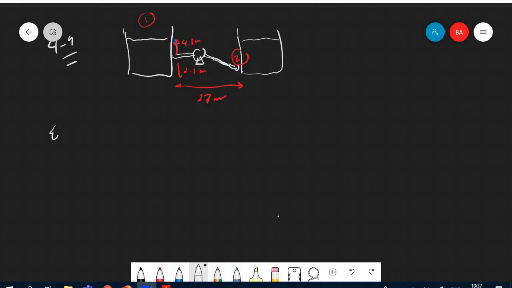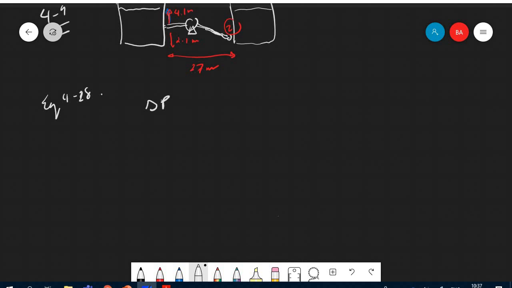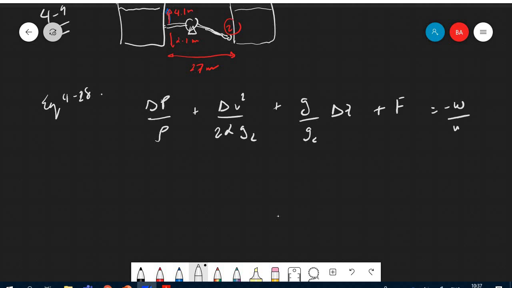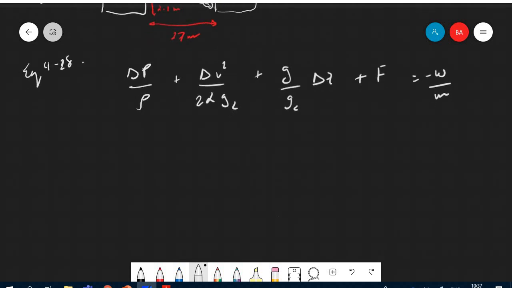If you go back to equation 4.28, so that is delta P, as you're talking about liquid, so we will not write dP over rho. It's delta P over rho plus delta U squared over 2 alpha gc plus g over gc into delta Z plus F is equal to minus W over m. Okay, great. So we need to look at our assumptions, what we can take forward from here.